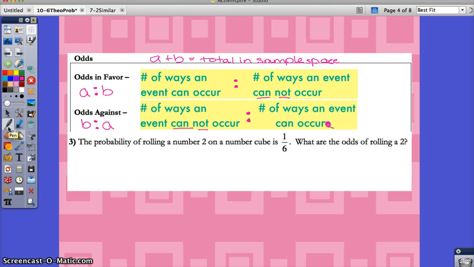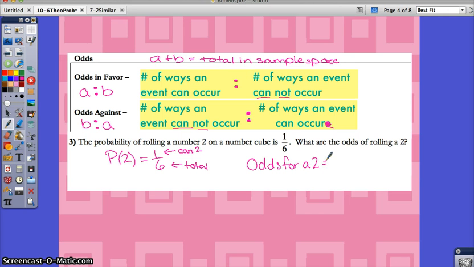So the probability of rolling a number 2 on a number cube is 1 out of 6. So the probability of rolling a 2 is 1/6. Think about what you know about probability. The numerator is the number of ways it can be a 2, and the denominator is what in probability? It's the total. So if I want to find the odds of rolling a 2, that's the odds for a 2, what would that be?